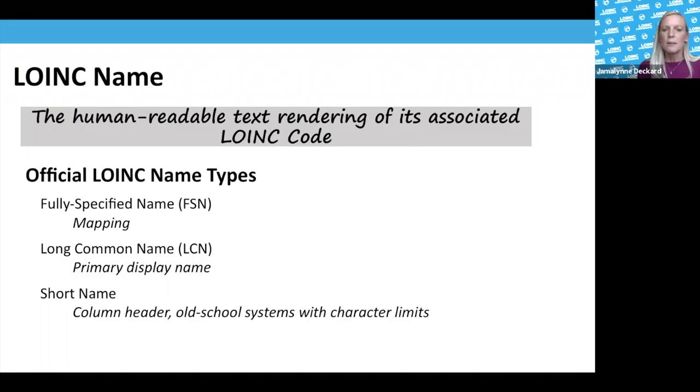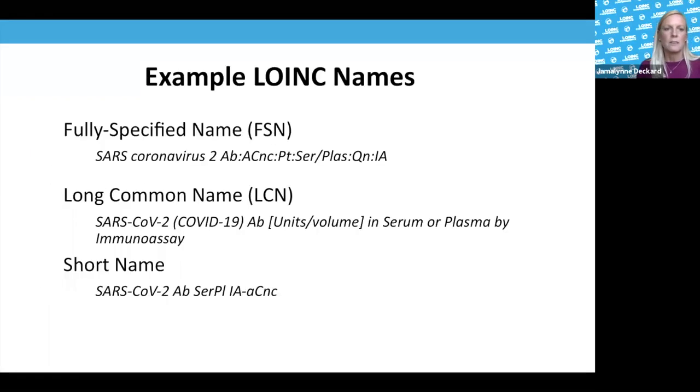The long common name is our primary display name, and it's mainly a user-friendly readable name. And then the short name historically was for systems that had character limits, and we keep our short name under 40 characters currently. Here's just a quick example with the SARS coronavirus, where there's this antibody testing for the fully specified name.